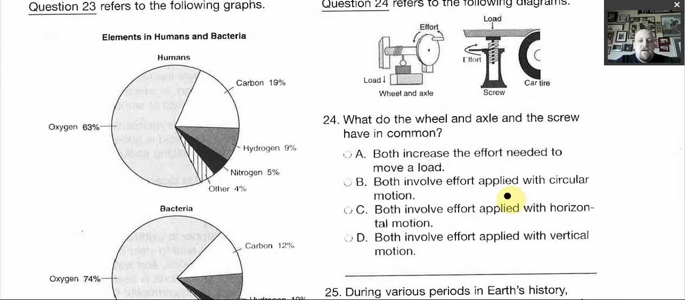Both involve effort applied with circular motion. So circular, a screw is circular. You have to turn this or pump it to get that screw to turn. You have to turn this to get this to turn. So both move with an applied circular motion because they both have that in common, that they have a circular motion. Both involve effort applied with vertical motion. Nope, neither one of them really do. This one has a little bit of that, but it still has circular motion right here. Both involve effort applied with horizontal motion. This one has horizontal motion, but this one does not.